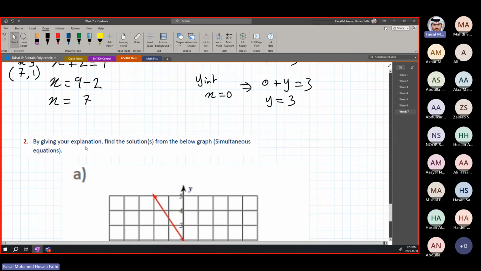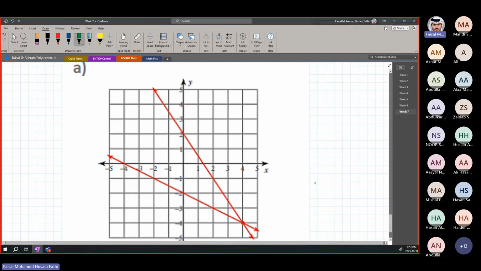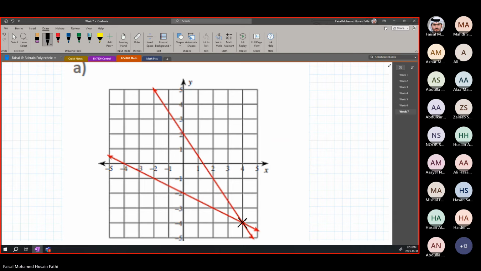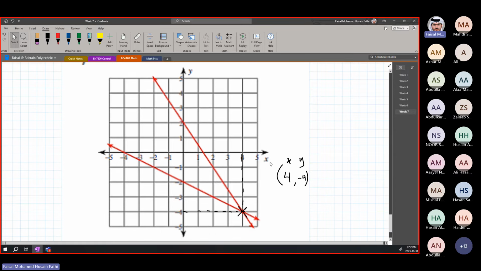The question says, by giving your explanation, find the solutions from the below graph of the simultaneous equations. Of course, by just looking at the graph, we can say that this point right here is the intersection point. The solution, if we just follow the line, is 4 for the x value and the y value is minus 4. By just looking at the graph, we can instantly know that this is the solution. But it's asking for us to give justification or explanation. I know it's a multiple choice exam online, if I'm not mistaken, but I'm not sure how the questions will be, so I will just cover this concept really very quickly.